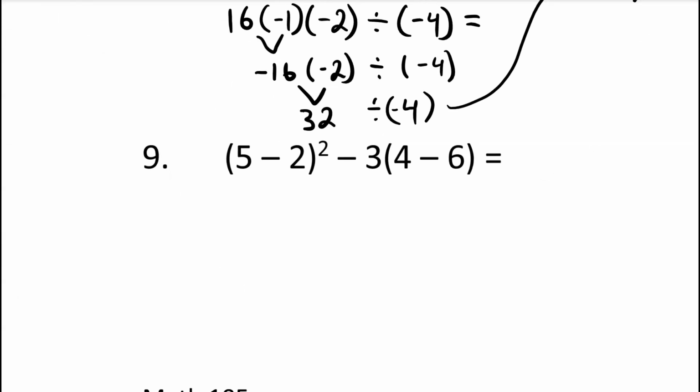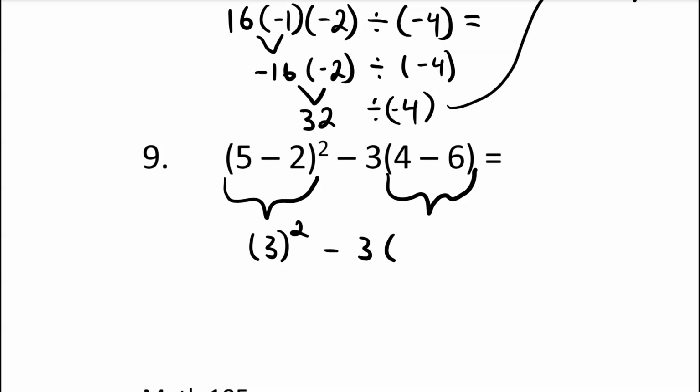For the last example question here today, we have in brackets 5 subtract 2 to an exponent of 2, subtract 3 outside brackets of 4 subtract 6. Now, first thing that we need to address is our brackets. So we need to look at this part, and we need to look at this part. 5 subtract 2 gives us 3. Don't forget to write your exponent of 2. Subtract 3 comes down, and we have 4 subtract 6. 4 subtract 6 results in a negative 2.